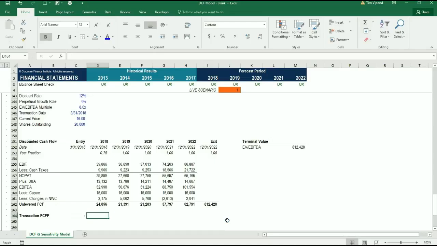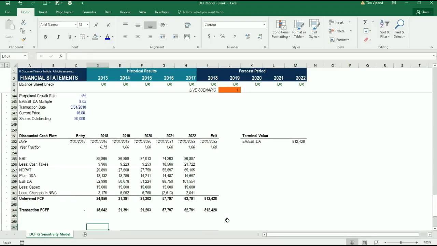But I'm going to format it as blue since it's a hard code. Then what I need to do is multiply the free cash flow to the firm in each period by the percentage of the year that we apply up top. Because as you'll recall, this first year is a stub year. We're not buying the business on January 1st. We're buying it on March 31st. So we don't get this full 24. We only get 18. Now I can fill this formula across. And we've now got our transaction free cash flow.